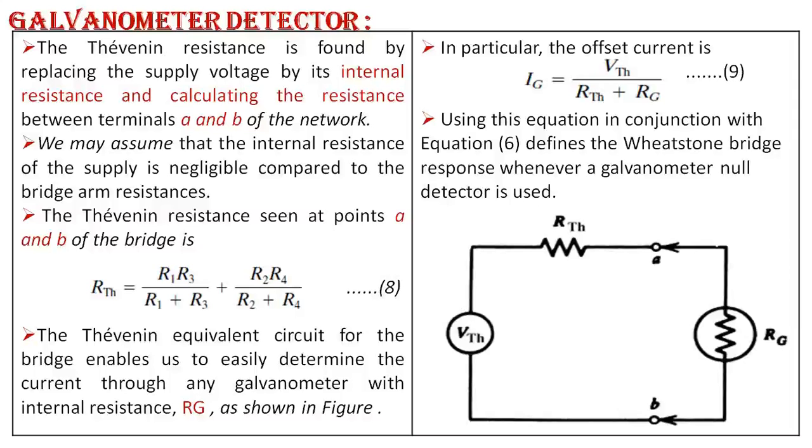The Thevenin's equivalent circuit for the bridge enables us to easily determine the current through any galvanometer with internal resistance Rg, as shown in the figure. In particular, the offset current is Ig equal to VTH upon RTH plus Rg. Using this equation in conjunction with equation 6 defines the Wheatstone bridge response whenever a galvanometer null detector is used. So here VTH and RTH are in series, as in the Thevenin's circuit.